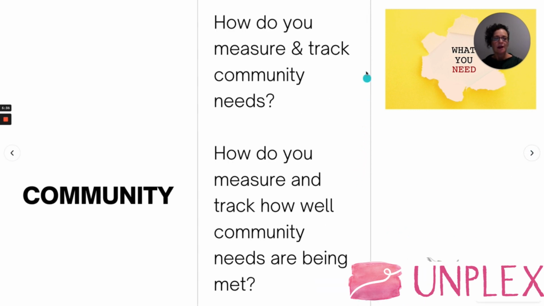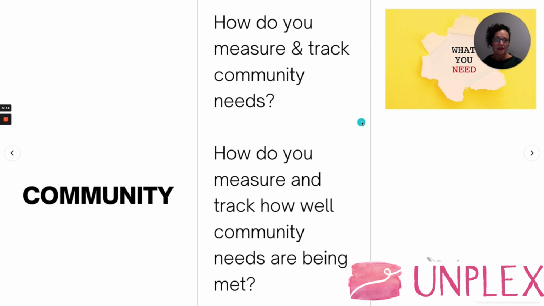Finally, one of our macro-level goals might be to ensure you are able to meet community needs. How then would you measure and track what community needs are? How would you measure and track how well you are meeting community needs? A suggestion here might be that you've done a needs analysis and you've identified that there is a gap around providing paediatric services, for example, to clients with disability in your area.